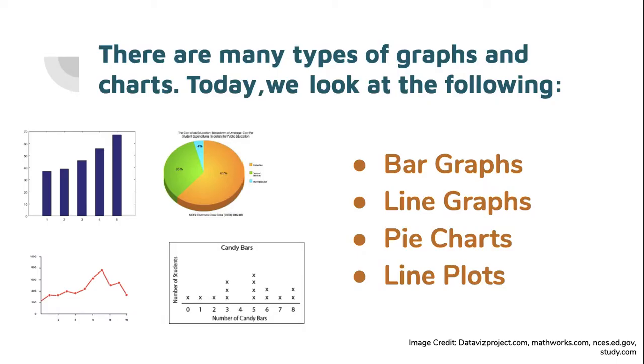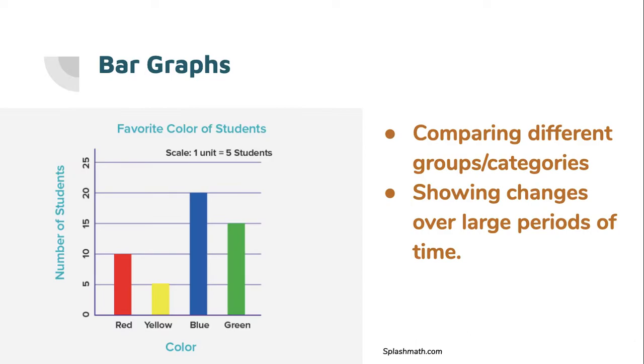Let's start by looking at some of the different types of graphs and charts. There are many of them, but today we're going to focus on bar graphs, line graphs, pie charts, and line plots. We're going to look at a few examples and talk about what they are used for to help us make a choice about which type of graph we might want to use to interpret and present our own data.